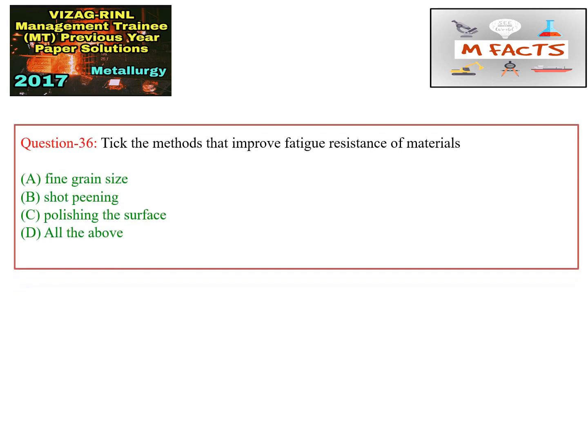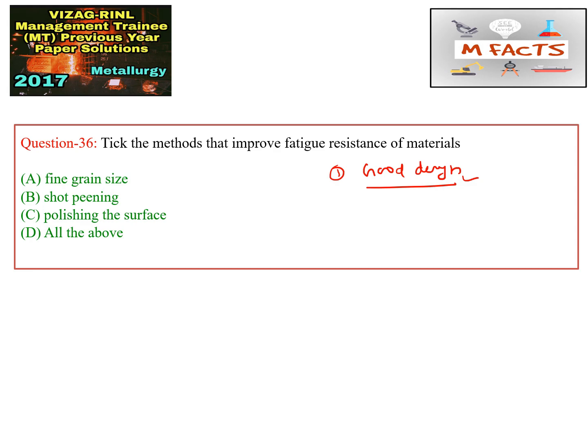Next question is, tick the methods that improve fatigue resistance of a material. I have already discussed this question in another form, but here again I will discuss it. We should know which factors improve the fatigue resistance and what fatigue resistance is. Fatigue resistance is basically increasing the endurance limit of that material. One important thing for fatigue resistance is good design. If the component has a good design, fatigue resistance can be improved.